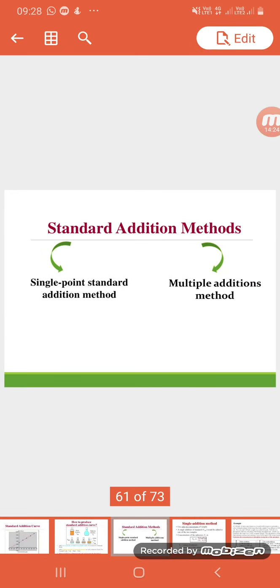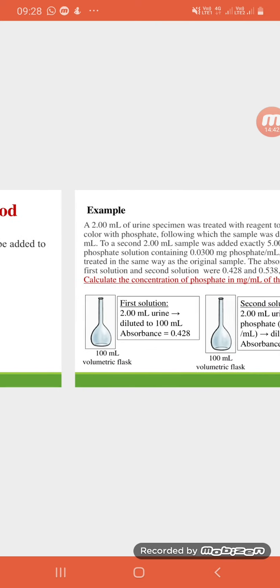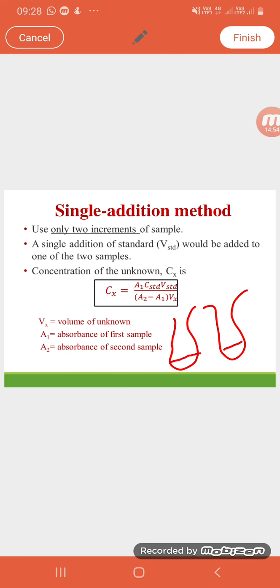Okay, so the standard addition method can be divided into the single point standard addition method and the multiple addition method. For the single addition method, use only 2 increments of sample, in which a single addition of standard would be added to one of the 2 samples. So which means that we have 2 test tubes. Add a sample with unknown concentration. One sample has only the sample, and the other sample has the standard. So there are only 2 increments of sample. In order to know the concentration of the unknown, we'll use this formula.